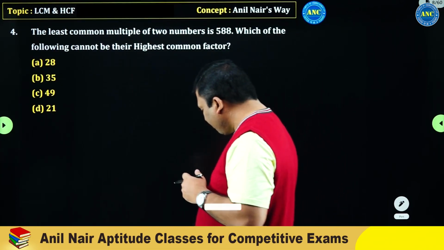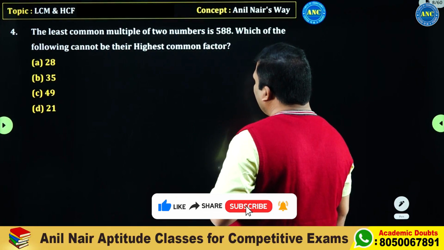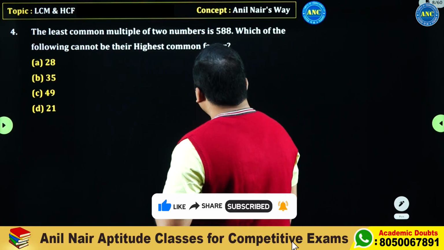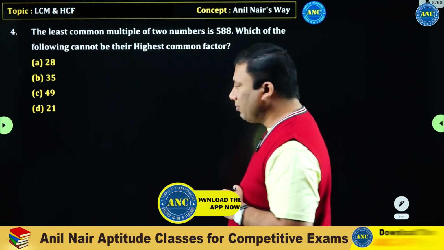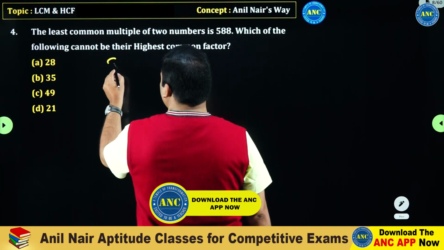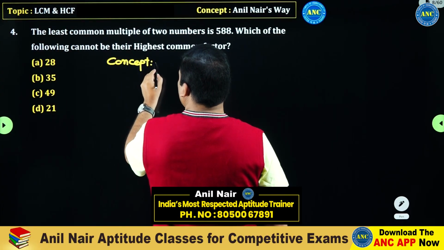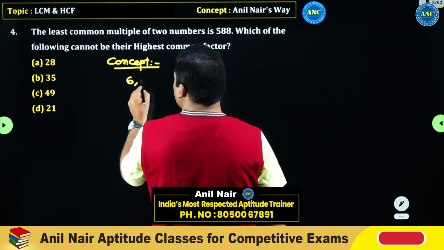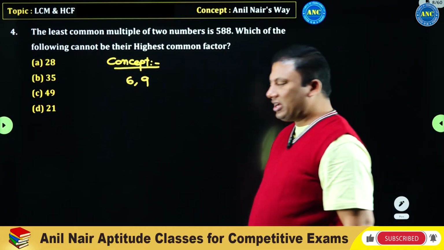Next one. The least common multiple of two numbers is 588. Which of the following cannot be their highest common factor? Concept: let me take two numbers, 6 and 9.